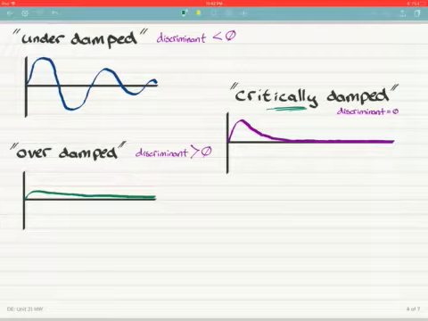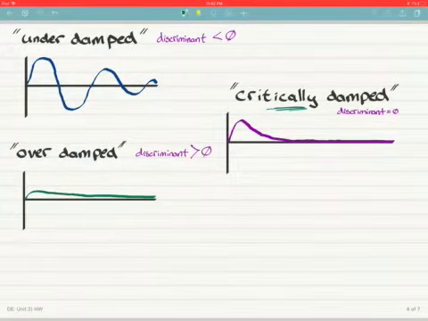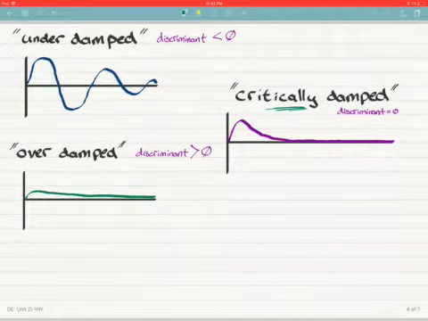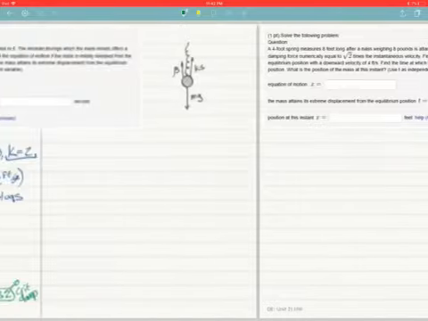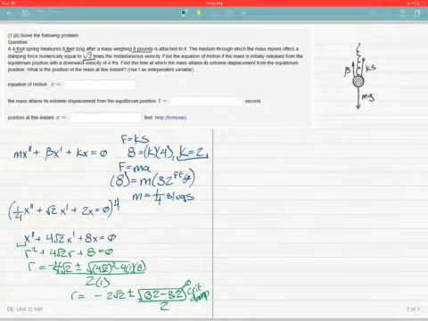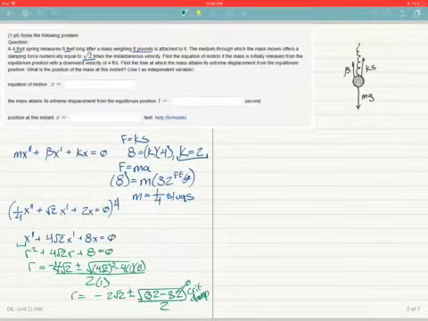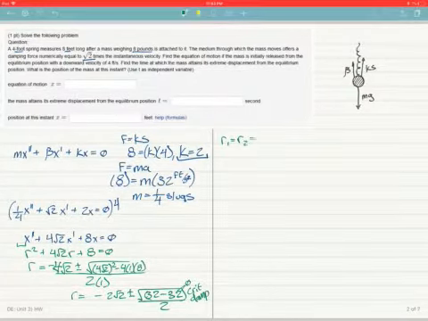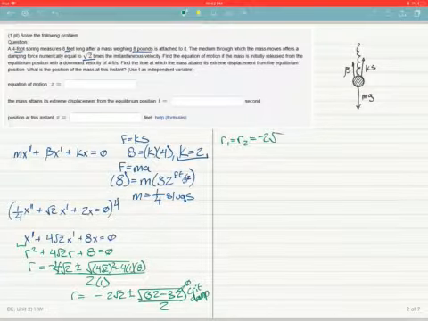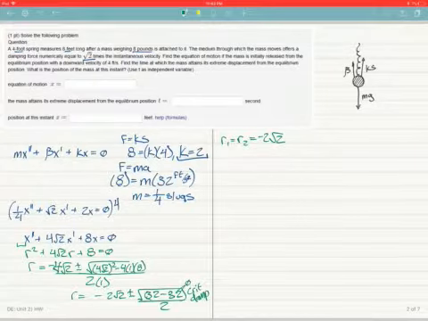For an underdamped situation, the discriminant would be less than 0. It would just go up and down for a while. Overdamped, it would look kind of like our critically damped, but it wouldn't have as much amplitude. Okay, so that's already an intuition on what's going to happen. Let's get into the specifics. Our R1 is equal to R2 is equal to negative square root of 2 square root of 2.